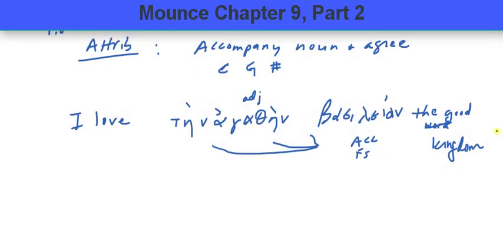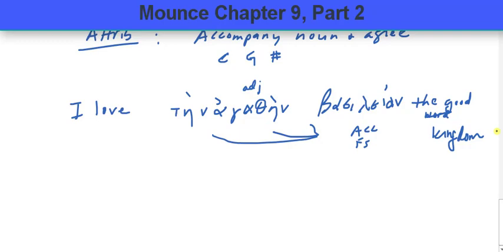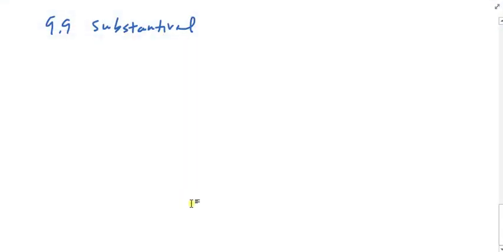Okay, let's look at 9.9 here. We have substantival adjectives in Greek. So what can we say about substantival adjectives? Remember, I told you that basically they are attributive adjectives that are just missing the noun. Okay? And that means then that they are going to have to occur in some kind of a case with some kind of a gender and number.